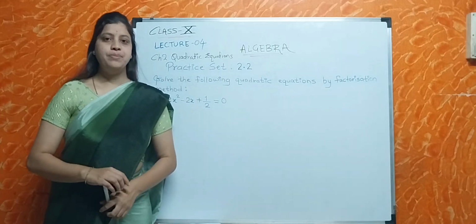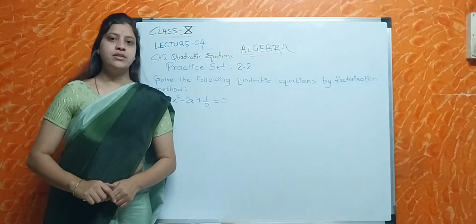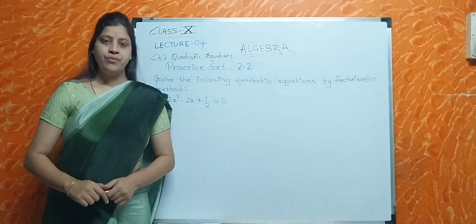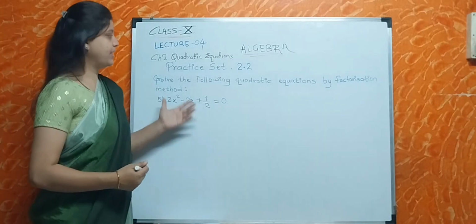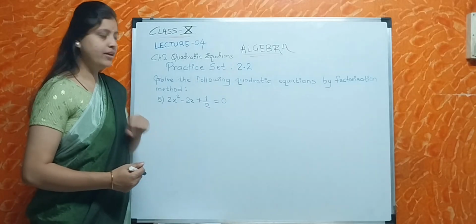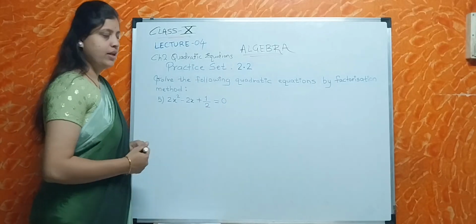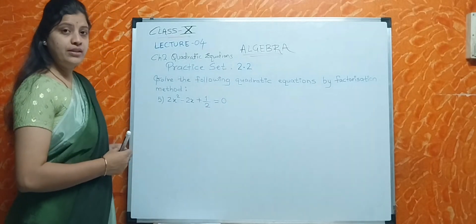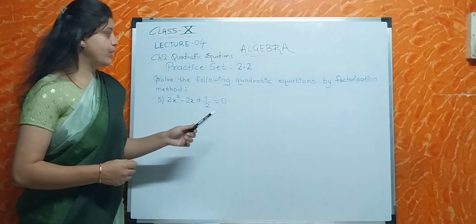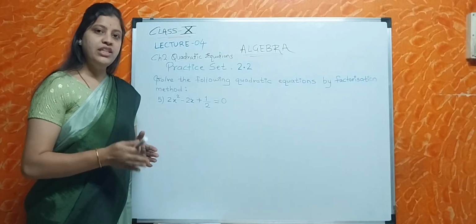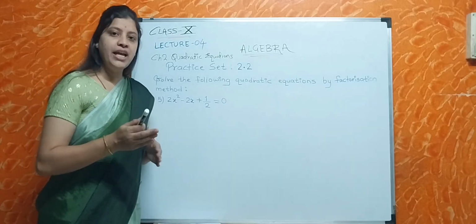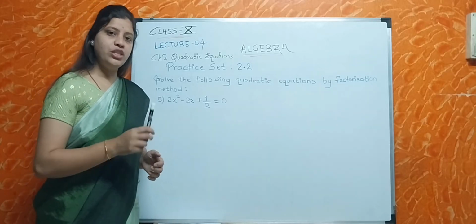So we have started chapter 2, that is quadratic equations of algebra for class 10th. Today we will continue our practice set 2.2, which we have completed up to question number 4. Now what is the question? Solve the following quadratic equations by factorization method. We have learnt what the factorization method is in the previous lecture, so you can first watch the previous lecture.